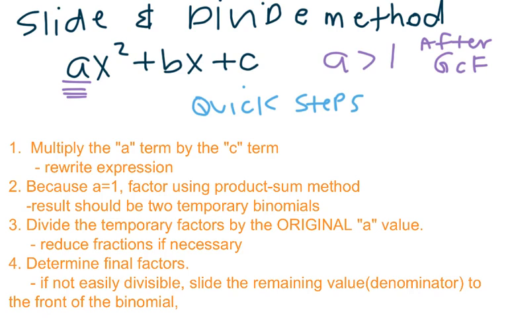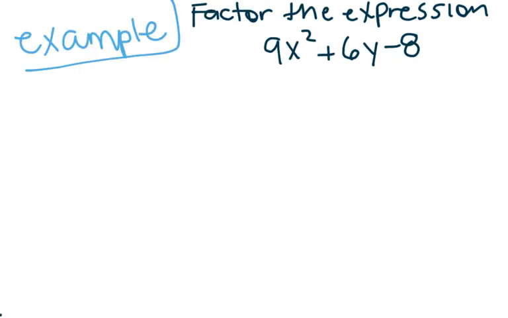And reduce the fractions if necessary, and determine the final factor. So if not easily divisible, slide the remaining value, the denominator, to the front of the binomial. All right, so I'm going to do my best to show this problem. It will probably take multiple slides. So again, pause as many times as you need, rewind, and go back.